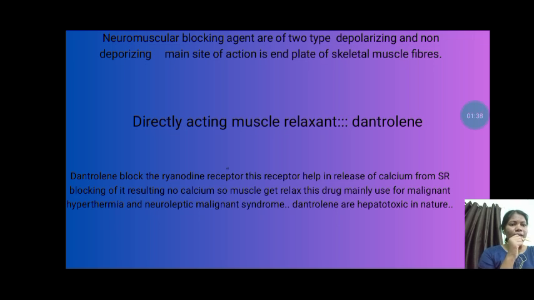Neuromuscular blocking agents are of two types: depolarizing and non-depolarizing. The main site of action of these drugs is the end plate of the skeletal muscle fiber. Directly acting muscle relaxant: first, dantrolene.